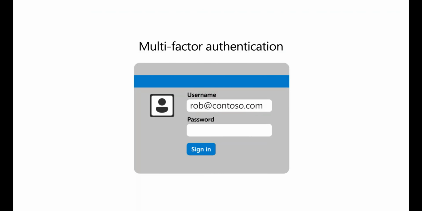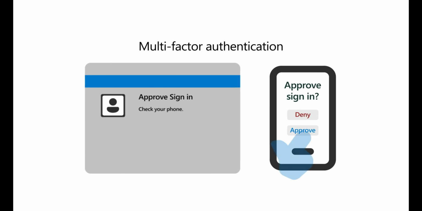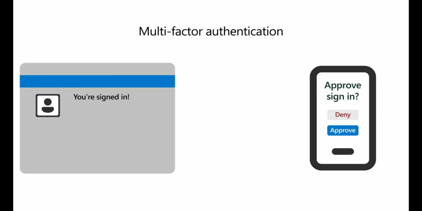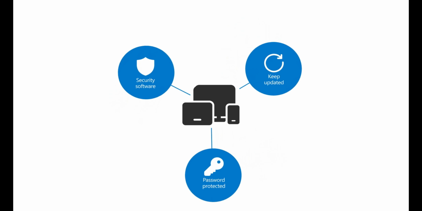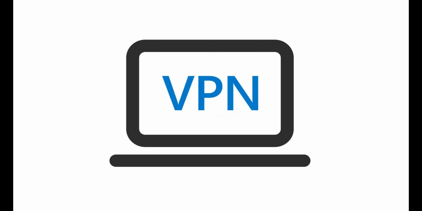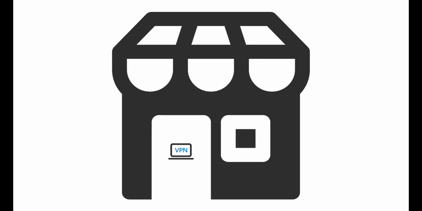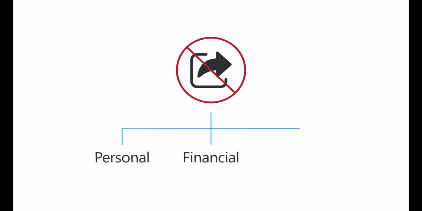The best way to protect your business and customers is to use a second form of authentication when signing in. Also, make sure your devices are updated, password protected, and running security software like Windows Defender. Make sure home networks are password protected and use a virtual private network or VPN when using public Wi-Fi. Lastly, practice safe computer use by not clicking on links or opening files sent from unknown sources. And never share personal, financial, or sensitive business information.